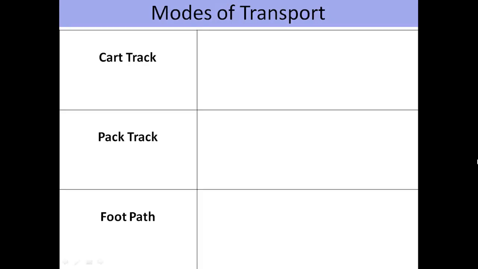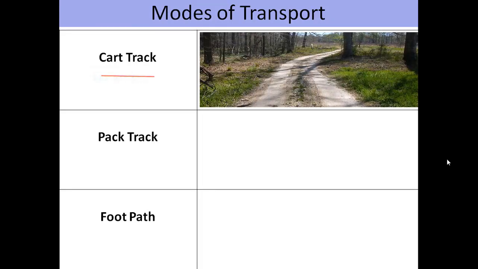The other modes of transport on a topographical map. Cart track. As you can see, the cart track on the topographical map is shown with the help of a single red line. In 70% of the topographical map, in D7 and D10, we will see the network of single red lines. It means there are cart tracks. This picture shows the mark of a cart wheel.